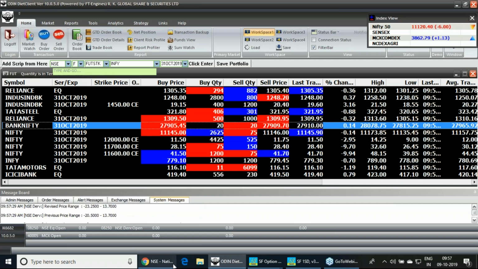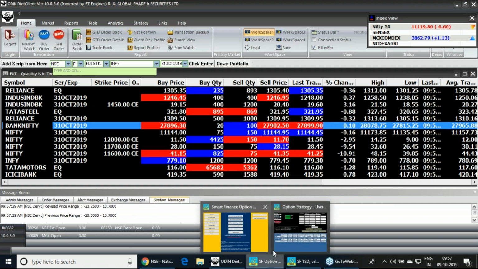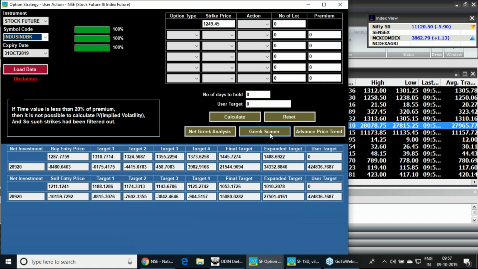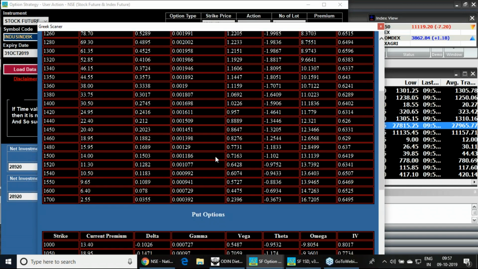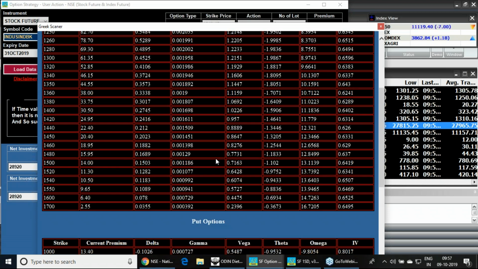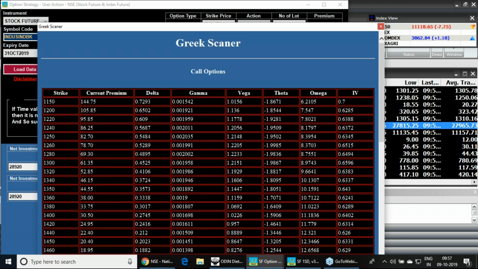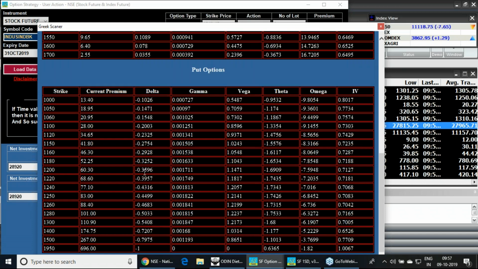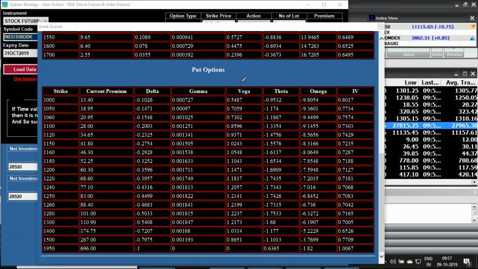So just have a look at these Greek scanners before the analysis. Click on this Greek scanner and have a look. These are the deltas of all these call options, and these are the deltas of our put options. Here the stock has already corrected by 200 to 250 rupees in the recent rally. It had gone to 1500 plus, and from there it has corrected a lot.